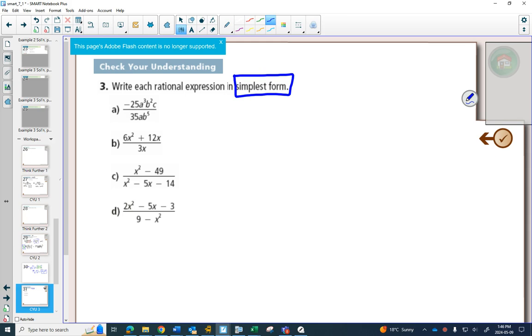And like I said before, in simplest form, you will want to have everything in lowest terms. In fractions, like we said before, 4/6 you would like to write as 2/3.